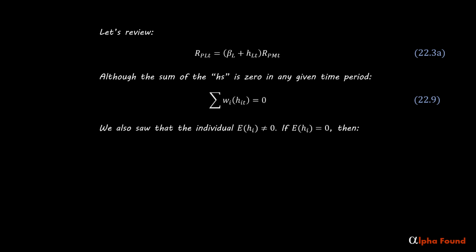If the expected h does equal 0, then the expected return of the low CAPM beta portfolio in period t, given the perturbation return in period t, minus the risk-free rate, initially had this brief derivation.